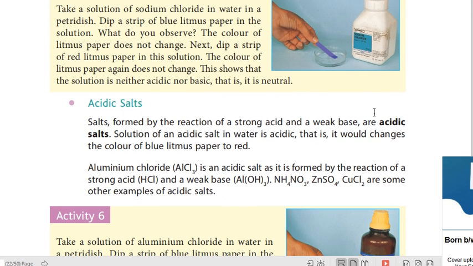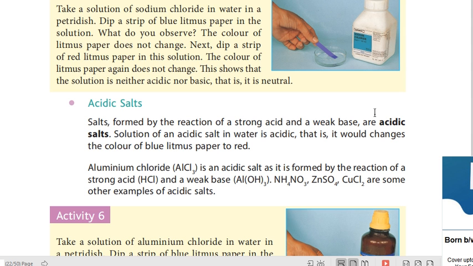Okay, next one is acidic salt. Acidic salt, it is quite clear by the name, acidic. It means this salt contains more acid and less base. Here the acidic component is dominant over the basic component. That's why its name is acidic. Okay, it is a very common thing.